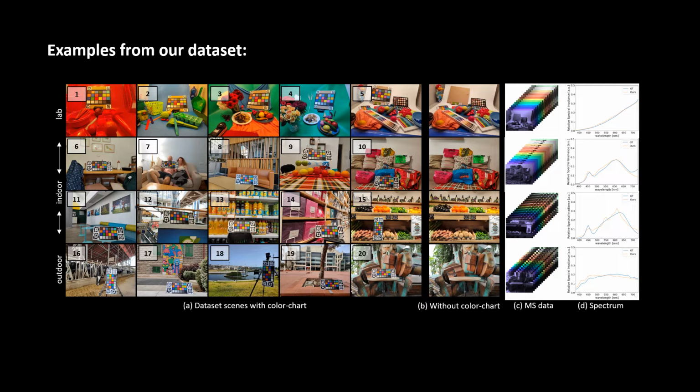In the top row, there are sample scenes captured in a viewing booth. The second and third rows are sample scenes captured in the field in indoor locations, and the last row shows sample scenes captured in the field in outdoor locations. In column B, you can see the counterpart samples of images 5, 10, 15, and 20 captured without the color chart. In column C, you can see the corresponding multispectral image cubes, and column D shows the ground truth illuminance spectrum measurements of these scenes.